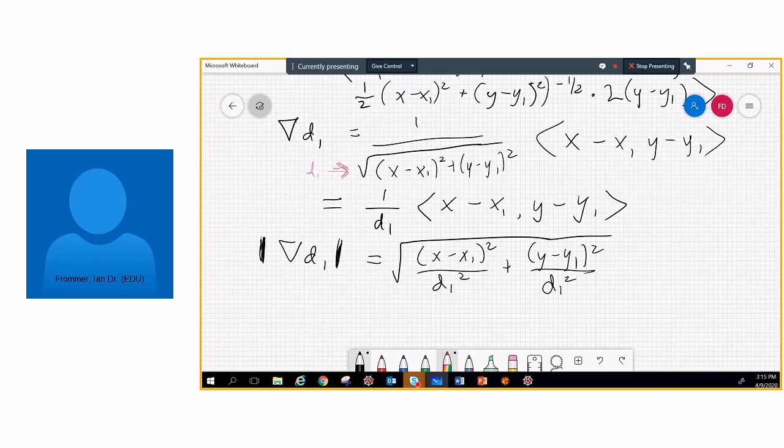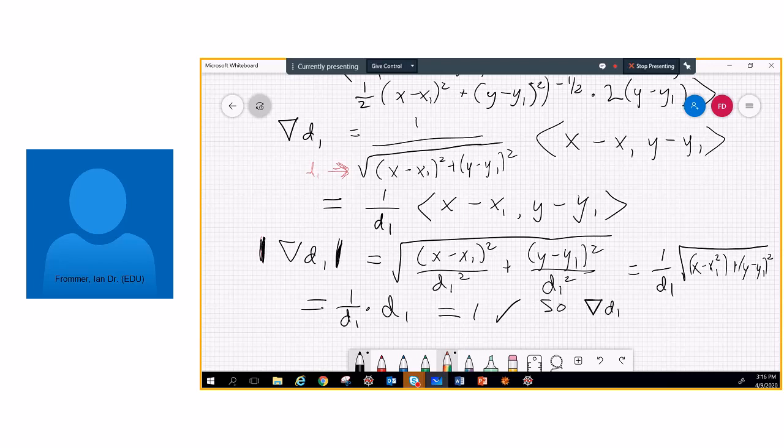And so each term has a D1 squared in it. So maybe that was dumb. But in any case, let's just pull that all the way out. I've got 1 over D1, right? Because I could factor it out at each term. And then that's times the square root of x minus x1 squared plus y minus y1 squared. Okay, but that's simply D1 as well, right? That's 1 over D1 times D1. And so that's 1. So the gradient of D1 is a unit vector.